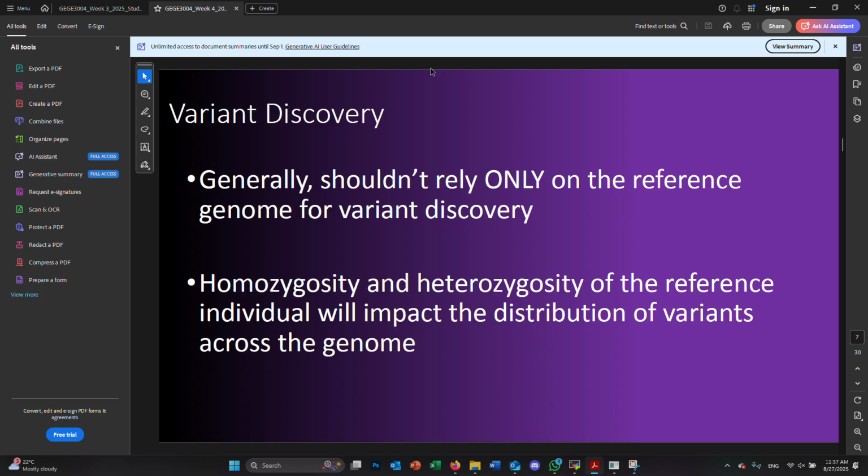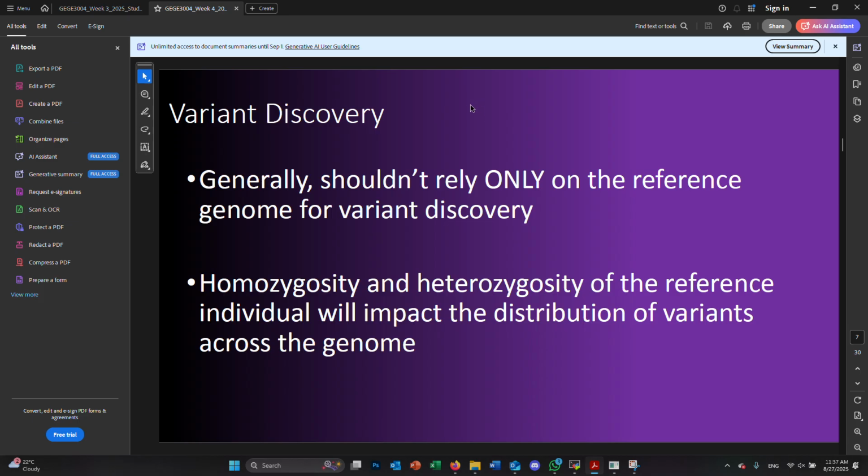Now, in most outbred populations, the majority should be heterozygous, and you would be able to find variants throughout the genome. However, in this example, because the individual was pre-selected for homozygosity, so it's inbred, you can see that there are a few instances where nearly the entire chromosome is homozygous.